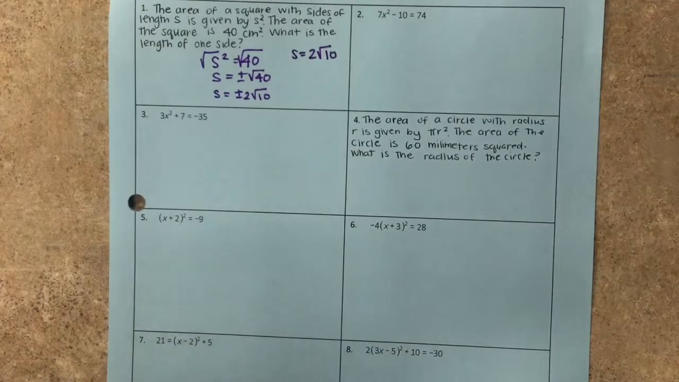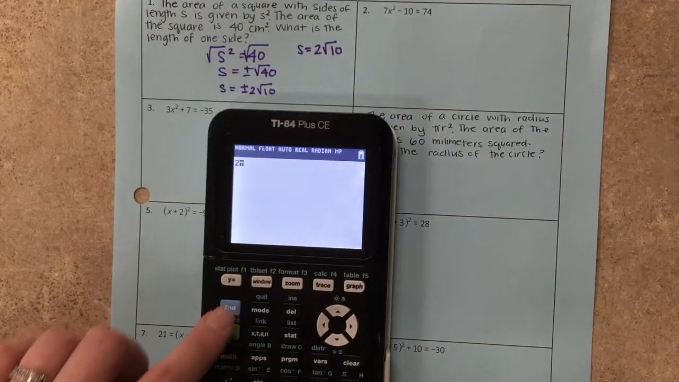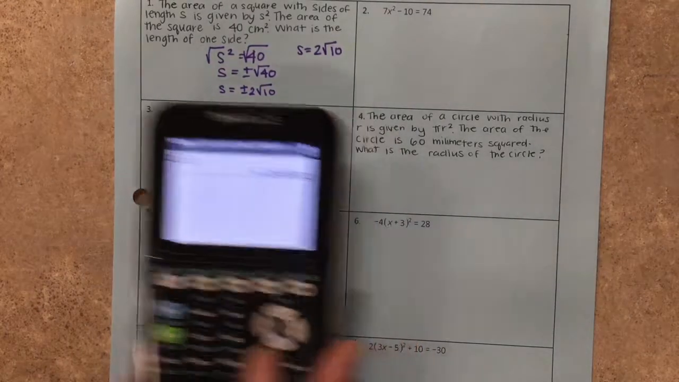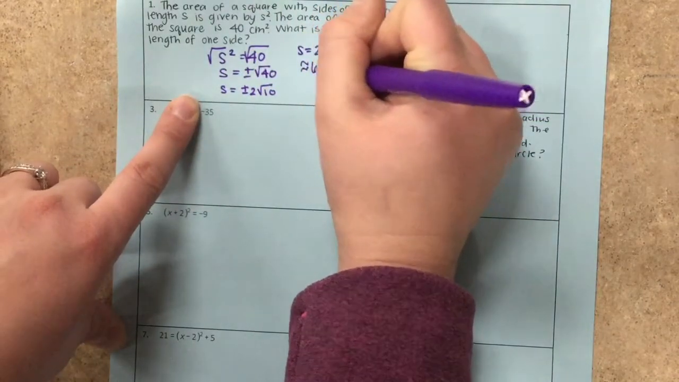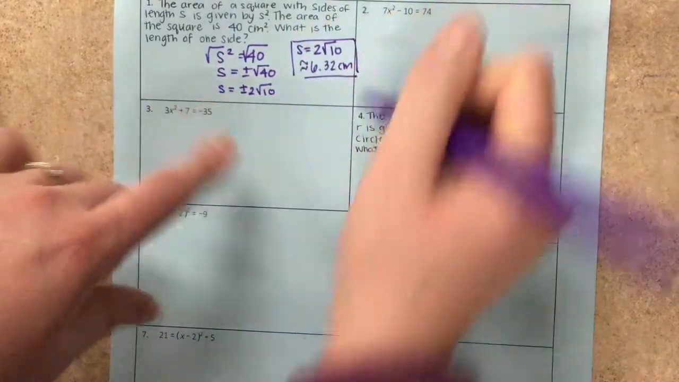And this is one of those cases where it may be helpful to approximate it. Like 2 square roots of 10 is approximately 6.32. And that may be a lot more logical. You'll understand what length that is in centimeters more than what 2 square roots of 10 is.